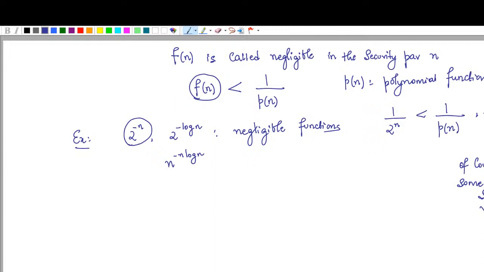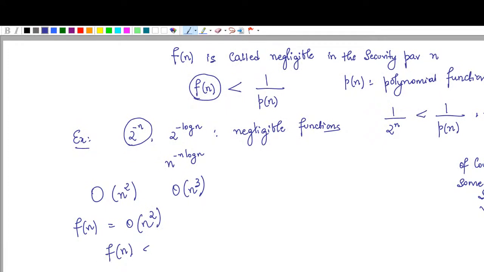So these are similar to the big O notations, right? In the algorithms and data structures course, you must have encountered time complexities of the form order of n square, O of n cube, right? When do we say a function f of n is equal to O of n square? We say f of n is O of n square if f of n is less than or equal to some constant times n square for every n greater than or equal to some big N onwards.